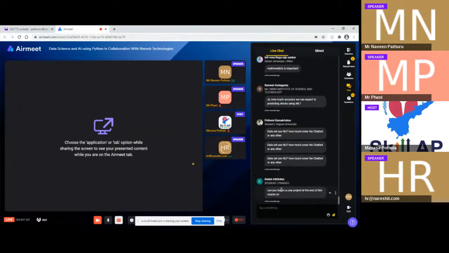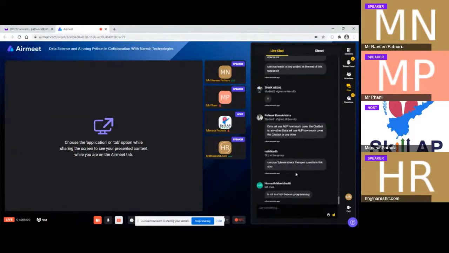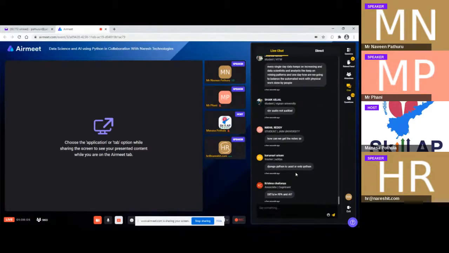Dataset used. Can you teach us any project at the end of this course? I will try to, Ramakrishna. That is the objective. Is ML a tool? It is a group of algorithms. ML is a group of algorithms.